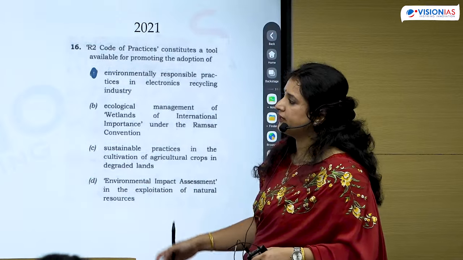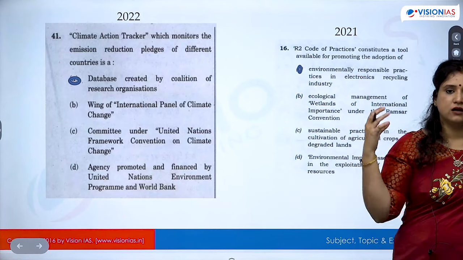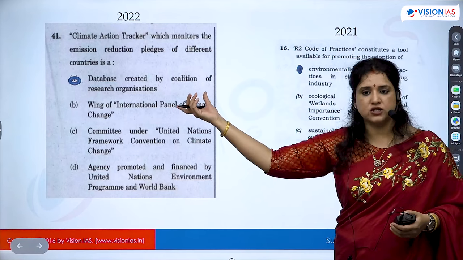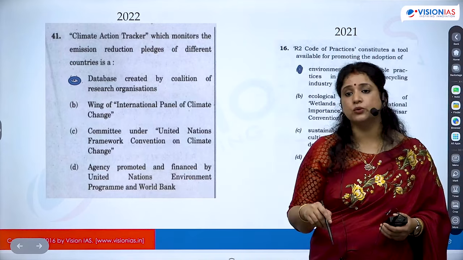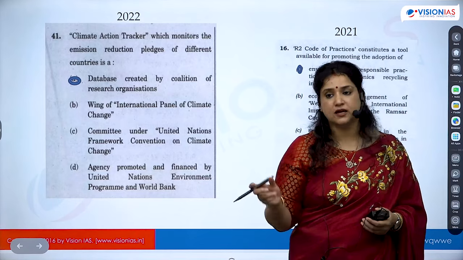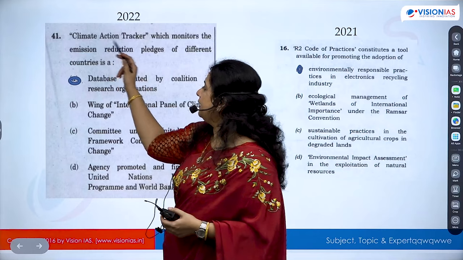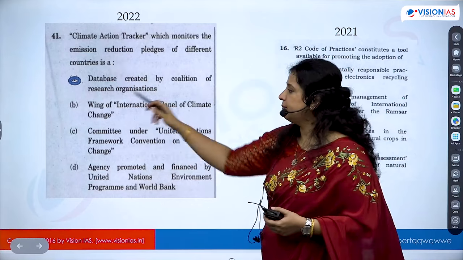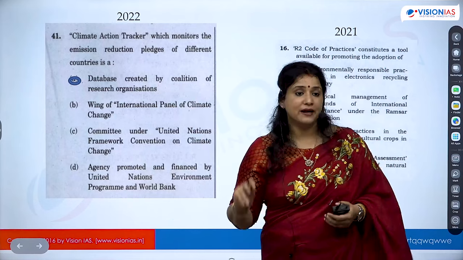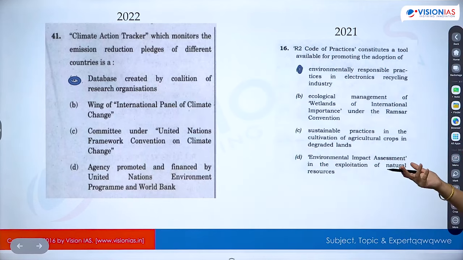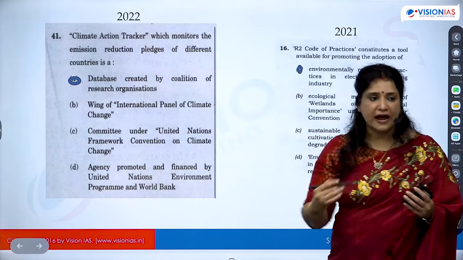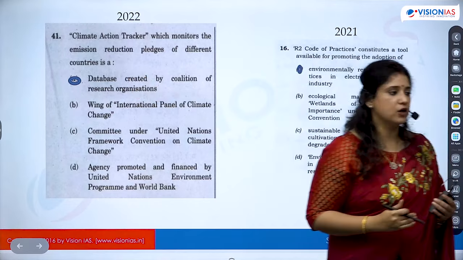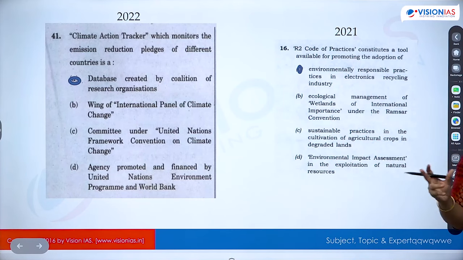Let's see some international initiatives. Again, topic-based questions can also come. For example, agriculture-related was asked, but otherwise also. Again, most of the important things I am telling you, those asked are the lesser-known ones, not the major ones. So what is the Climate Action Tracker? It is a database created by a coalition of research organizations. Climate Action Tracker again was not very famous. We had to search for this too. Basically it is a database tracking how much emissions are actually being cut down by countries. So it is a tracker of the climate action that countries are taking.